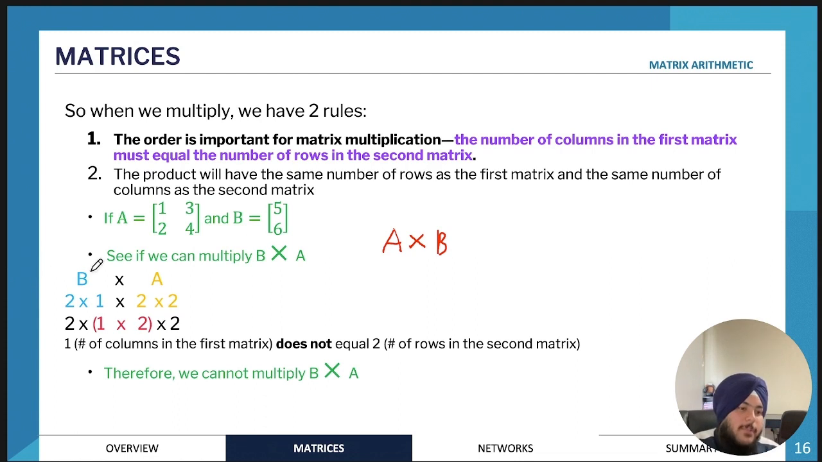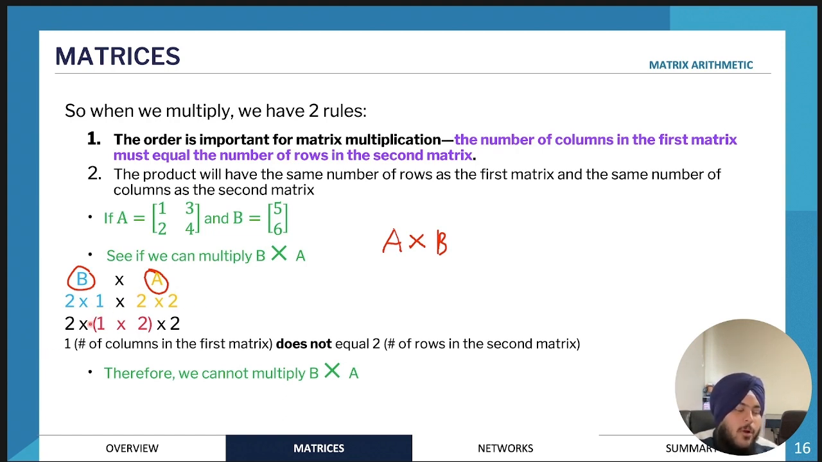So if we were to multiply matrix B by matrix A, what we would do is find the order of both of the matrices. For matrix B, it's just 2 rows and 1 column, so 2 by 1. Then we put an X in the middle, and write the order of the second matrix. The second matrix is A, which is a 2 by 2 matrix.